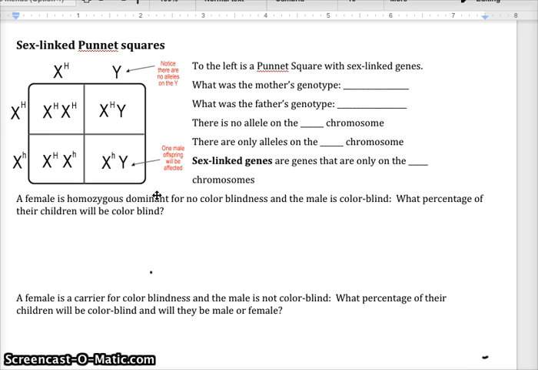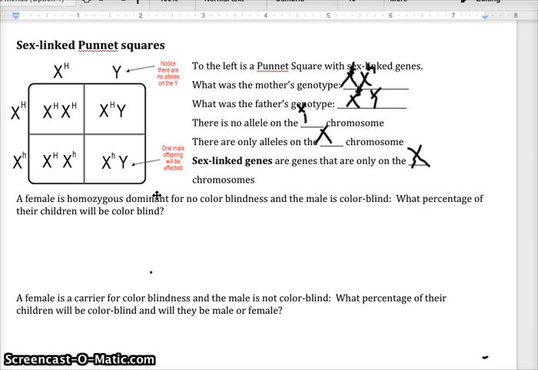So you did these a little bit with the Flintstones. To the left is a Punnett square. What was the mother's genotype? Remember, mother's XX, and she was heterozygous, a big H, little h. The father was XY, and he just has a big H. There is no allele on the Y chromosome. There are only alleles on the X chromosome, and so sex-linked genes are the ones only found on the X chromosome.